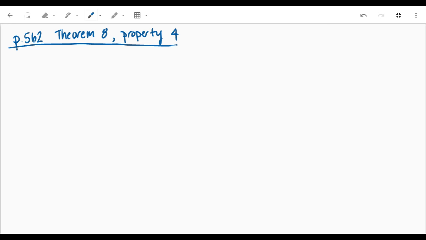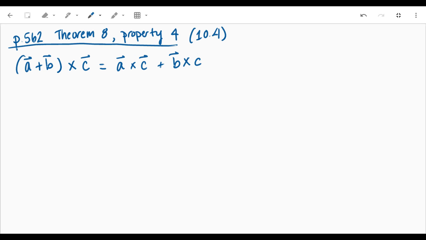So I'm going to show you an example of how that might look on page 562 in section 10.4. We're learning about cross products. There is theorem 8, which has 6 properties of cross products. So property 4 is that if we take A cross B, I'm sorry, A plus B, I already messed up there. A plus B crossed with C, that's the same as A cross C plus B cross C. So it's kind of like a distributive property here.